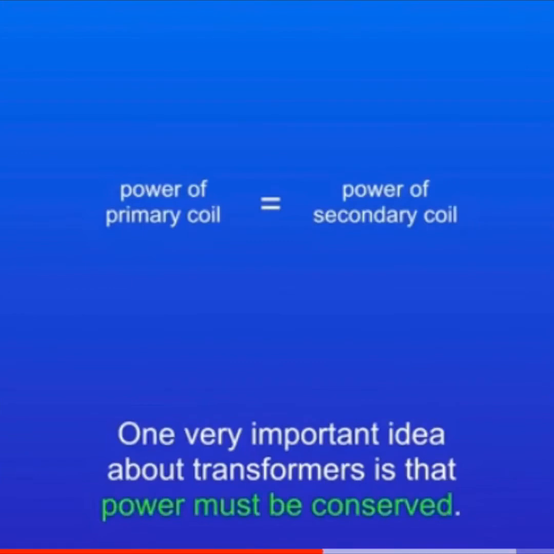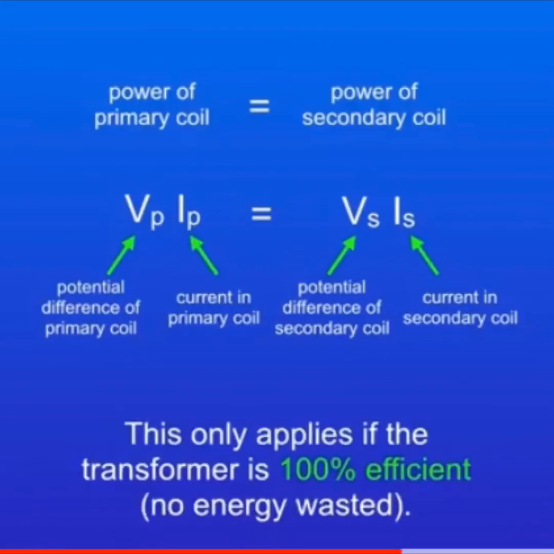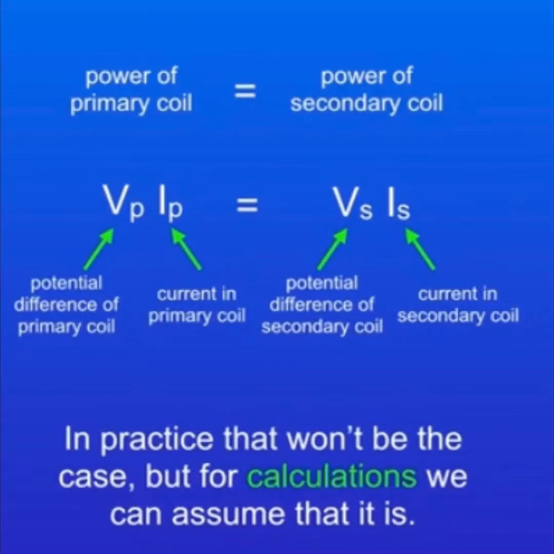One very important idea about transformers is that the power must be conserved. This means that the power of the primary coil must be equal to the power of the secondary coil. This means that Vp multiplied by Ip, where Ip is the current in the primary coil, must equal Vs multiplied by Is, where Is is the current in the secondary coil. This only applies if the transformer is 100% efficient, in other words, no energy wasted. In practice, that won't be the case, but for calculations, we can assume that it is.